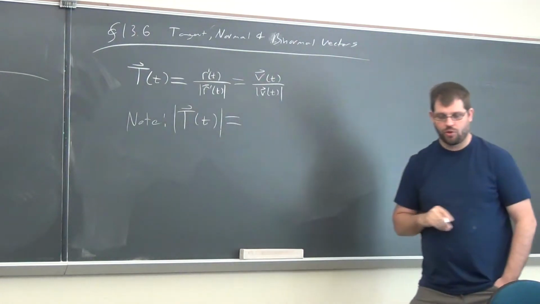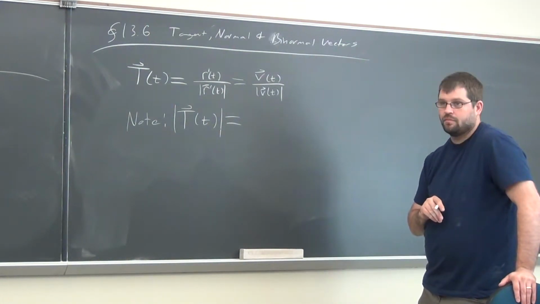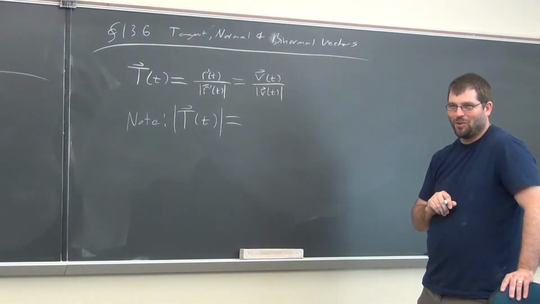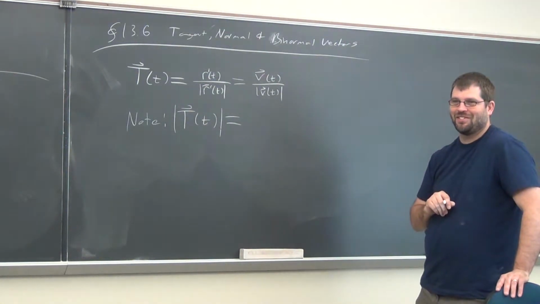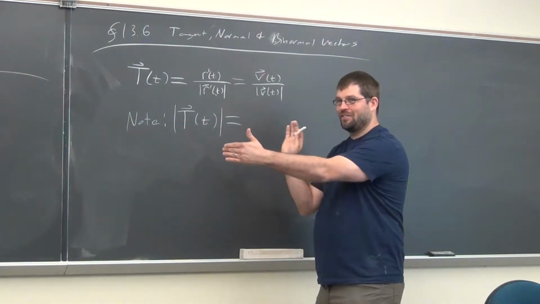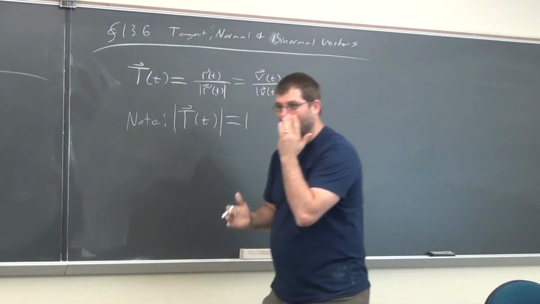So by definition, what's the magnitude of capital T? It's the unit tangent vector. So what's the length of the unit vector? Whatever vector it was, we divide by its length. So what's the new length? Shrunk always to be 1. So you get a vector of length 1 all the time.